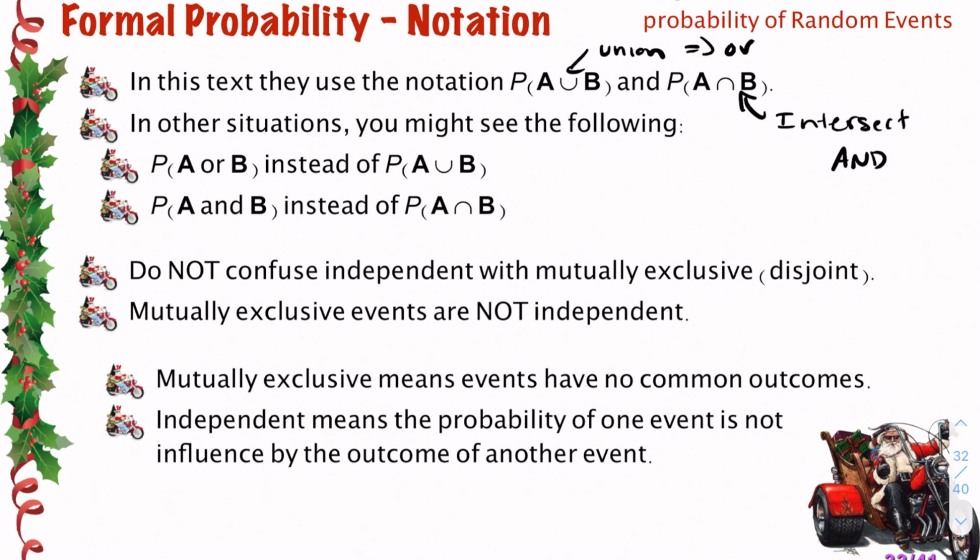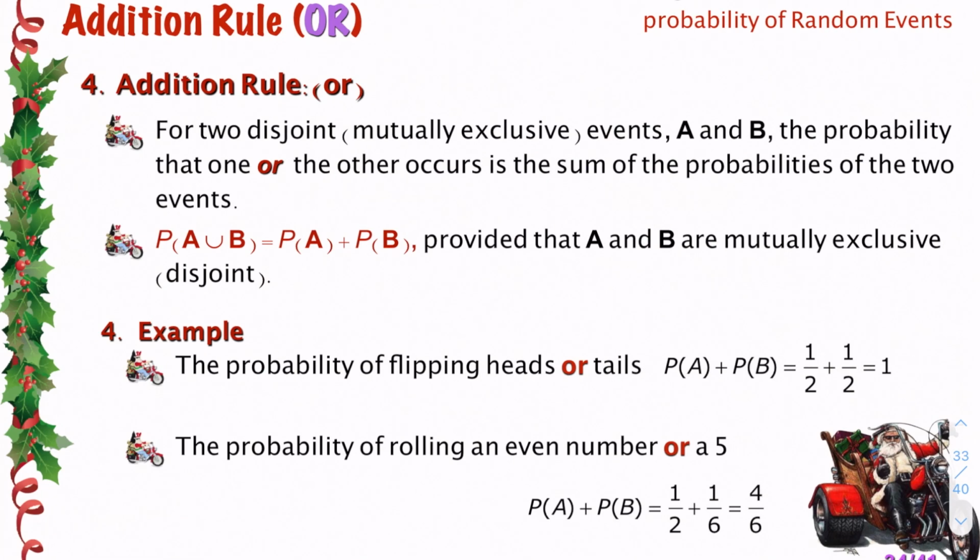So do not confuse independent with mutually exclusive. Please make a note of this. Mutually exclusive events are not independent. Mutually exclusive means events have no common outcomes. Independent means the probability of one event is not influenced by the outcomes of the other event. So having no relation doesn't mean that one is influenced by the other. Keep that in mind. And number 4, our addition rule.